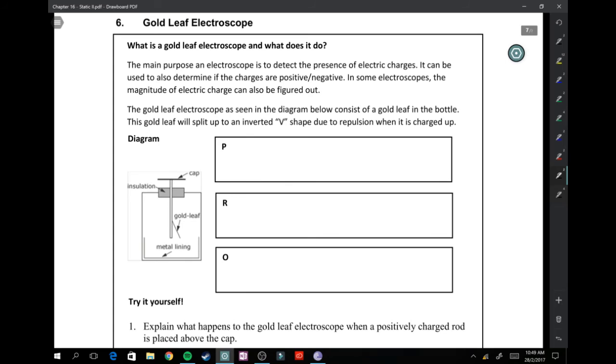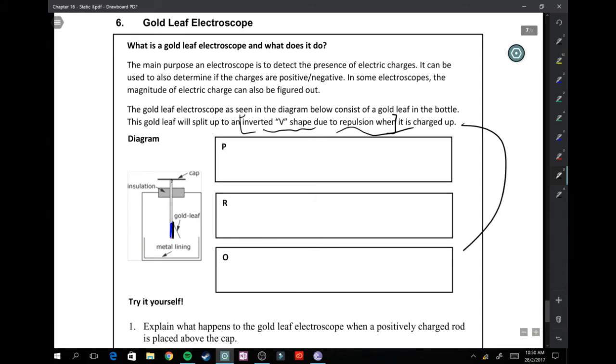Now basically what happens to it is, this is a gold leaf. The gold leaf is usually flat, so it's usually closed in this manner. So actually it's made of 2 leaves, so you have 1 leaf here and another leaf here. Now what happens is it may either repel or attract depending on the charges. So this is the outcome.